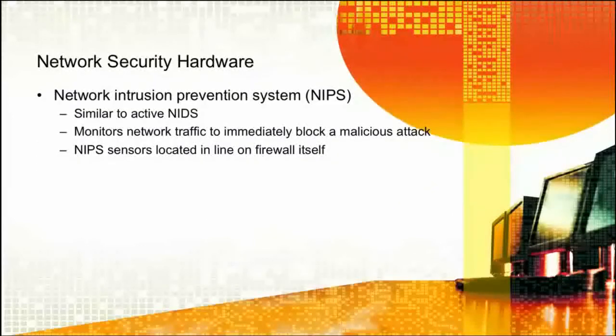The Network Intrusion Prevention System operates very similar to an active NIDS. It monitors network traffic to immediately block a malicious attack, and NIPS sensors are located in line instead of on the firewall itself.